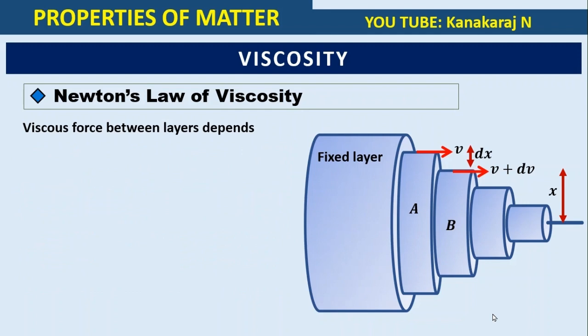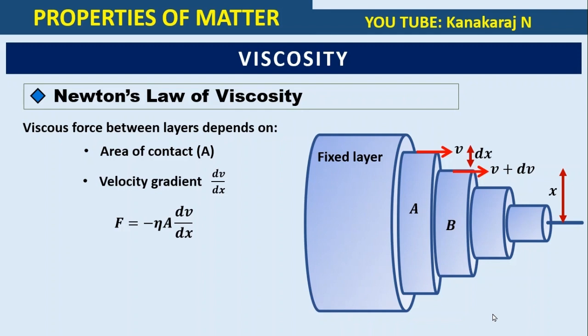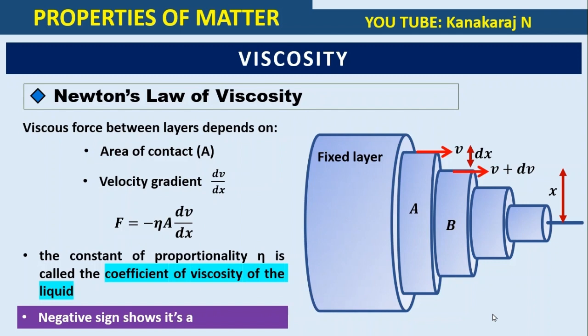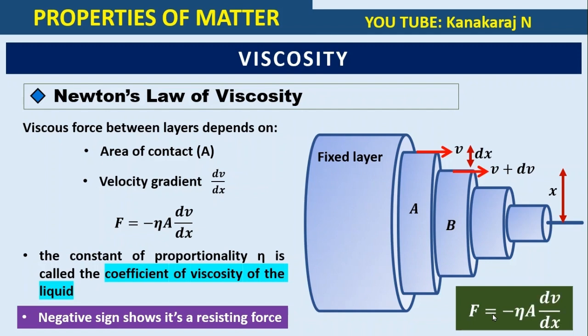Viscous force between layers depends on, one, the area of contact A, and two, the velocity gradient dv by dx, how the velocity changes with respect to distance. So F equals minus eta A dv by dx. The constant of proportionality eta is called the coefficient of viscosity of the liquid. The negative sign shows it's a resisting force. So the formula is F equals minus eta A dv by dx.